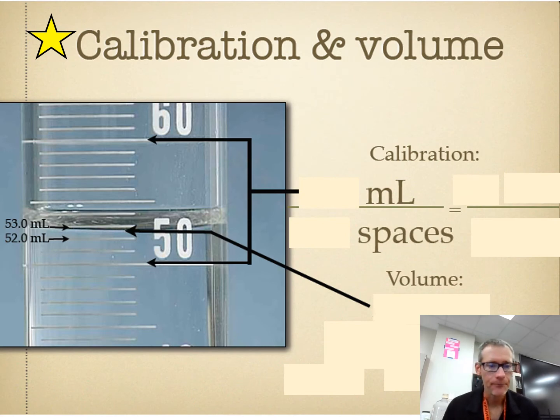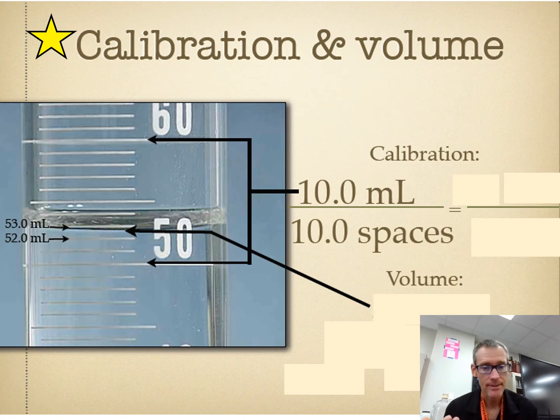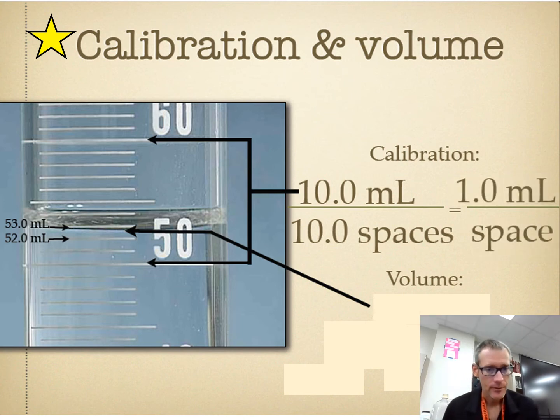Okay, calibration again, same rules. Take two numbers, 60 and 50. So 10 is the difference, and there's 10 spaces, so each space is 1 milliliter per space. For example, it would be 51, 52, 53. The bottom of the meniscus is between 52 and 53. We're going to say 52.8 because it's closer to 53 than 52.